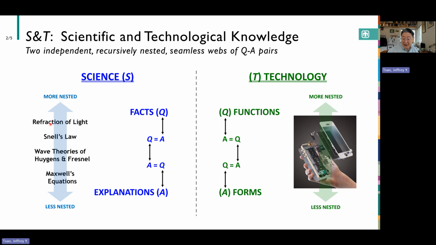The refraction of light is an observed fact at one level, explained by Snell's law, one level below, in turn explained at a deeper level by the wave theories of Huygens and Fresnel, and then at an even deeper level by Maxwell's equations.